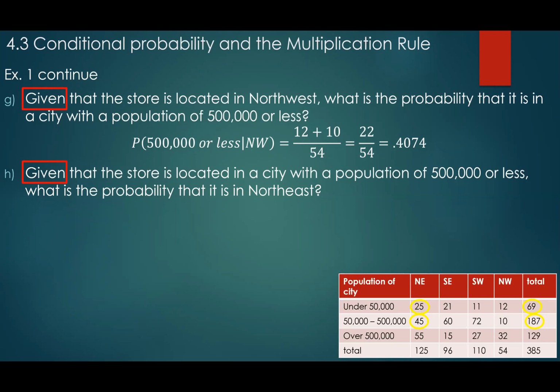The 25 and the 45, which is, if you look at that, my new total will give me 256. And again, the numerator that fits in the Northeast region, which is also under the population of that, fits 70. And again, if you divide them, you get 0.2734.